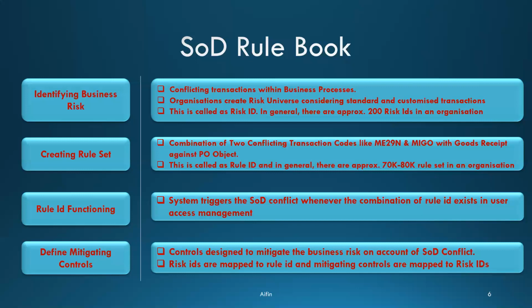So in summary, in an organization, there are generally 160 to 200 risk IDs, or risk statements, and 60 to 70,000 permutation combinations, which we call rule IDs. Against each risk ID, we have a unique mitigating control, or we can create one mitigating control that can cater to multiple risk IDs, depending upon what kind of control environment that organization is following. That way it can be managed. But this is typically the structure of the entire SOD rule book.